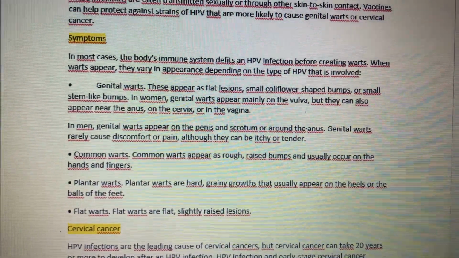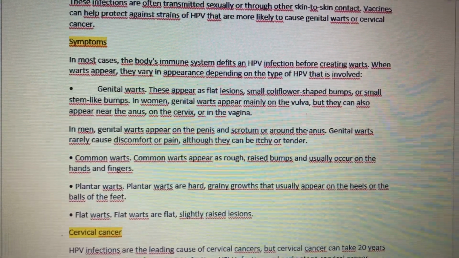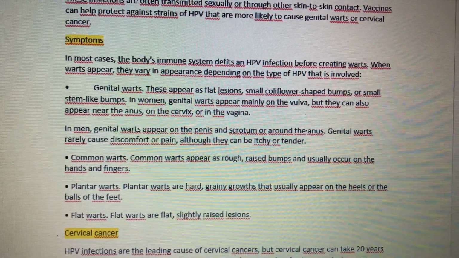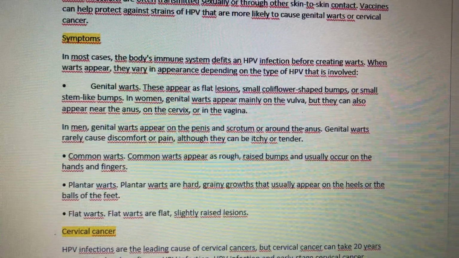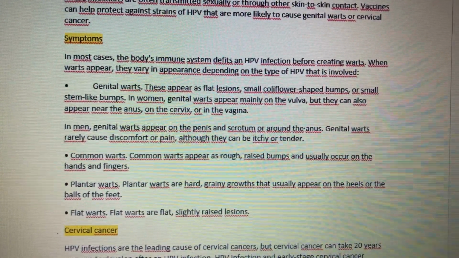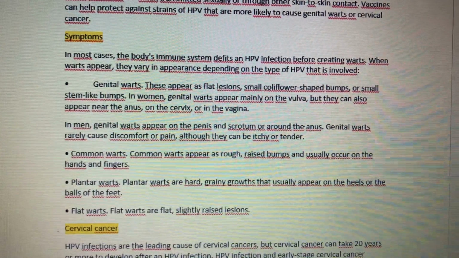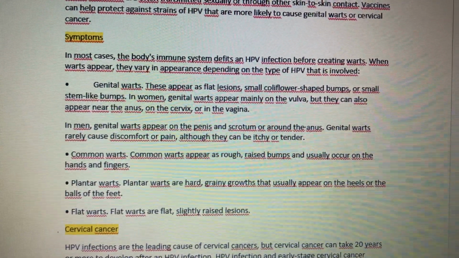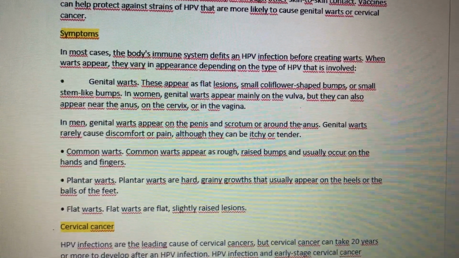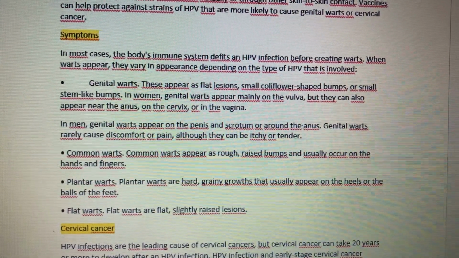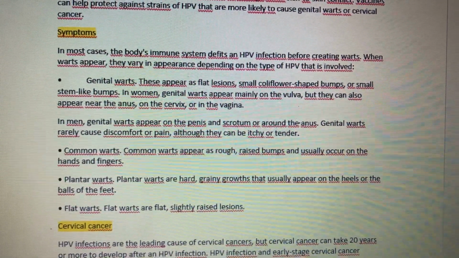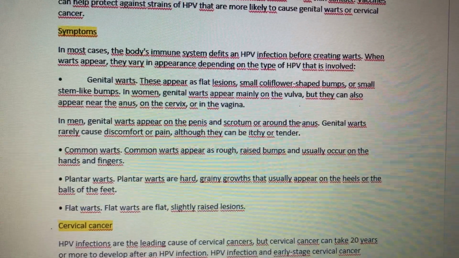Symptoms. In most cases, the body's immune system defeats an HPV infection before it creates warts. When warts appear, they vary in appearance depending on the type of HPV that's involved. Genital warts appear as flat lesions, small cauliflower-shaped bumps, or small stem-like bumps.